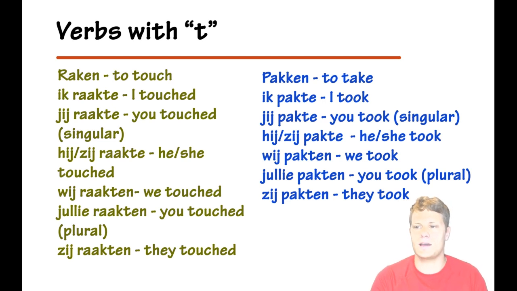Okay, so raken follows that pattern. So here's the overview of how it gets changed into the past tense. Raken is to touch. Ik raakte, so I touched. Jij raakte, same thing. You touched, singular. Hij, zij raakte, same thing. He, she touched. Wij raakten, we touched. Jullie raakten, you touch. Zij raakten. Very simple. So raakte, and then with the N at the end for plural.